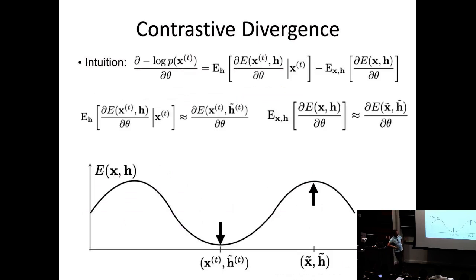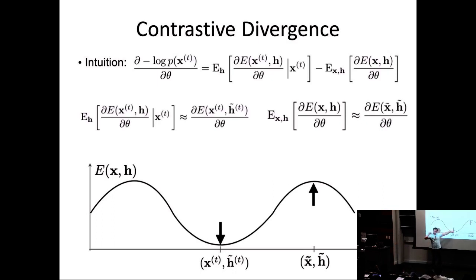So let's look at it more precisely. If I have some energy, and remember, energy is negative of log of the probability, right? So high energy is bad, low energy is good, right? So if you have some energy landscape like this, what happens here is that you start at your data, you infer the states of the hidden variables, and then you say, well, this is my sort of observed data, right? I want to lower its energy. I want to make it more probable.